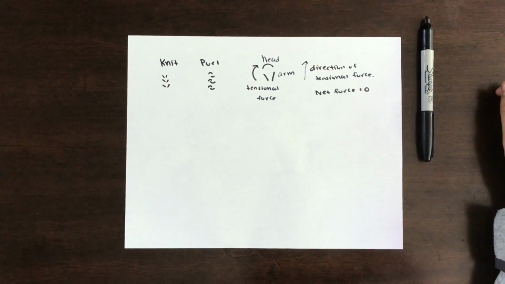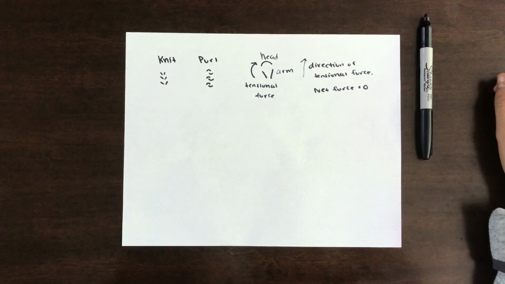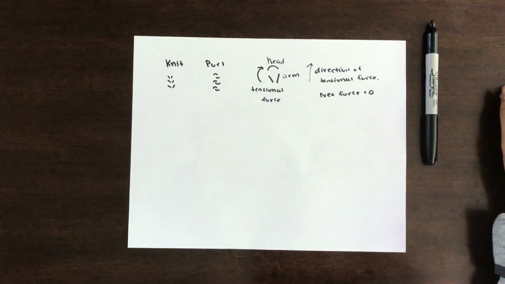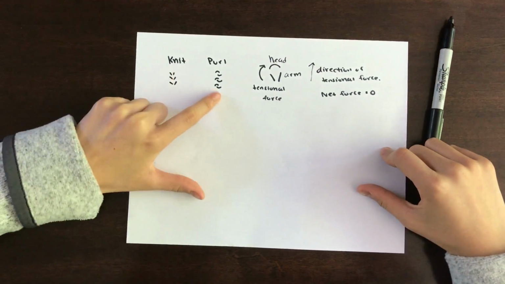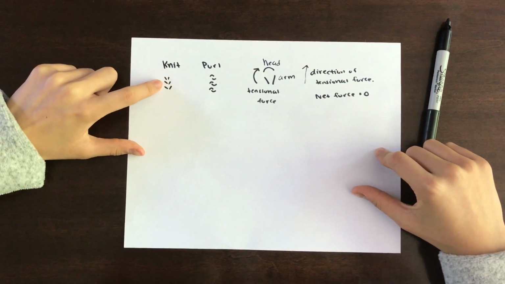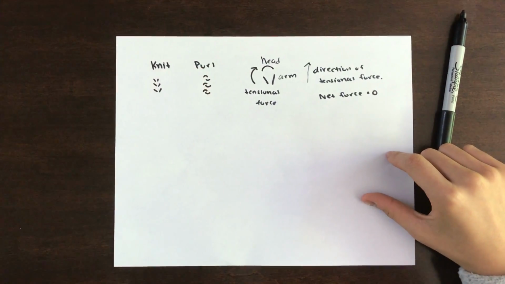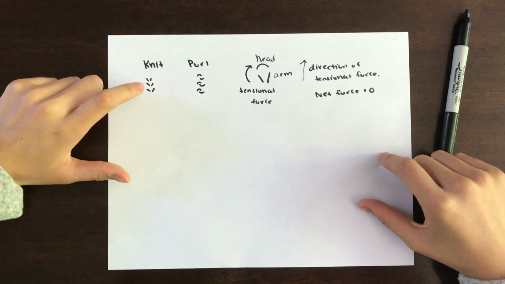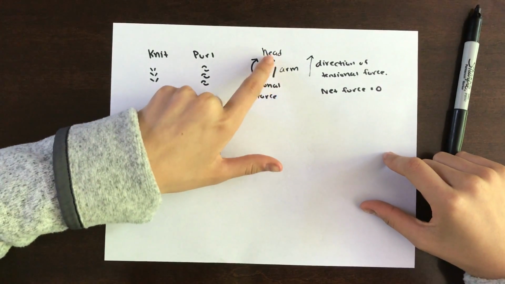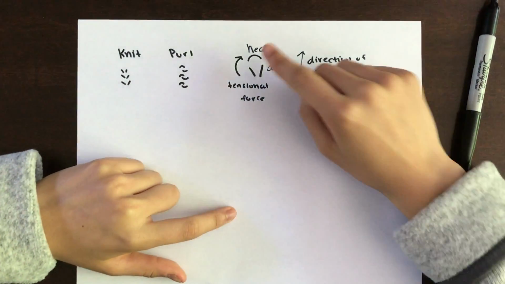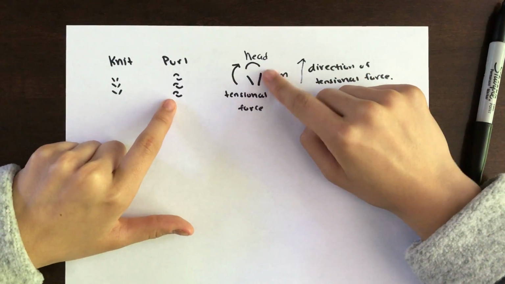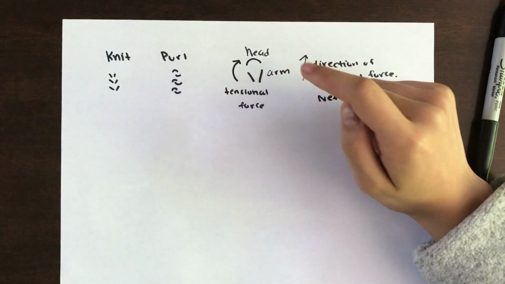Hi, I'm going to be explaining the physics of knitting. To understand knitting, we need to understand the two main components, the knit and the purl. When you knit, V-shaped patterns are created, and when you purl, little bulbs are created. The knit and the purl work together to create the whole stitch. The head is the purl, and the arms are the knit.